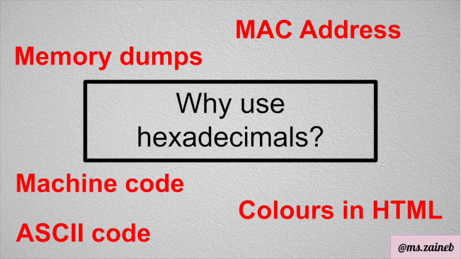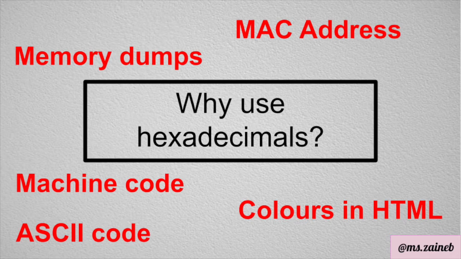I would say all of these appear in other topics as well, so you'll be able to make the links. They're very simple. MAC addresses are used to identify different devices, and they use hexadecimal to do so. Memory dumps are used to identify problems when a system crashes. Machine code is used in programming. ASCII code is linked to your keyboard. If you just type it into Google, you'll see there's an ASCII code for each key on your keyboard, along with a binary code and a hexadecimal code as well.